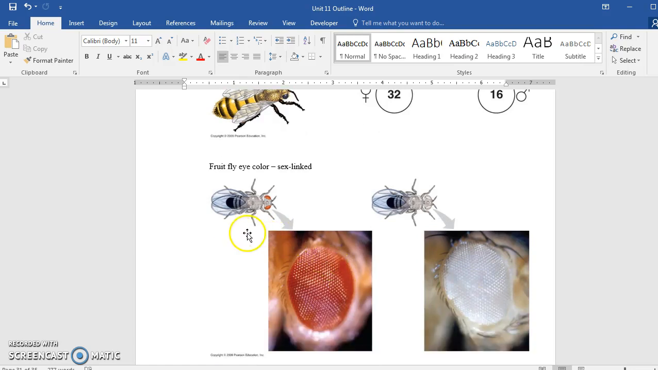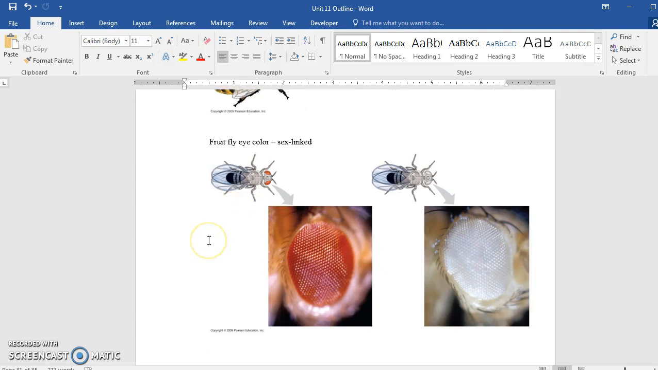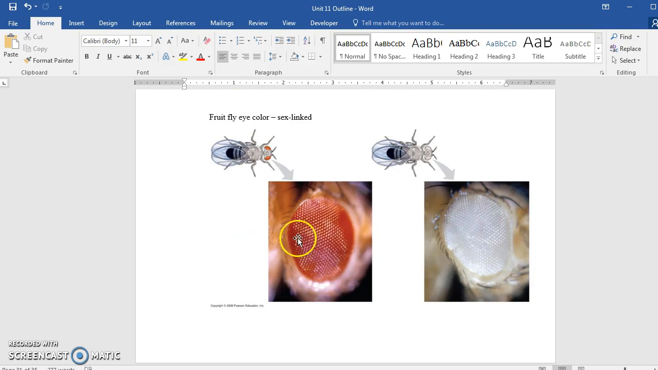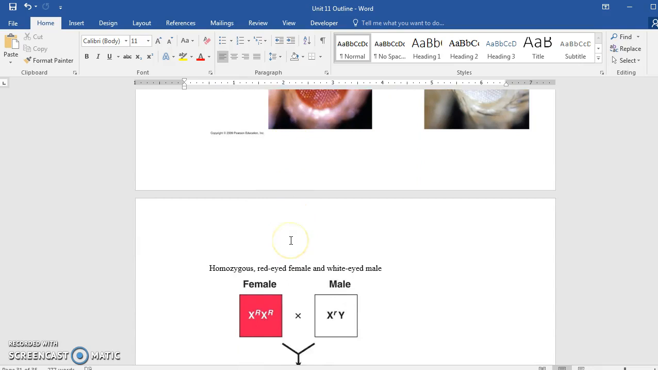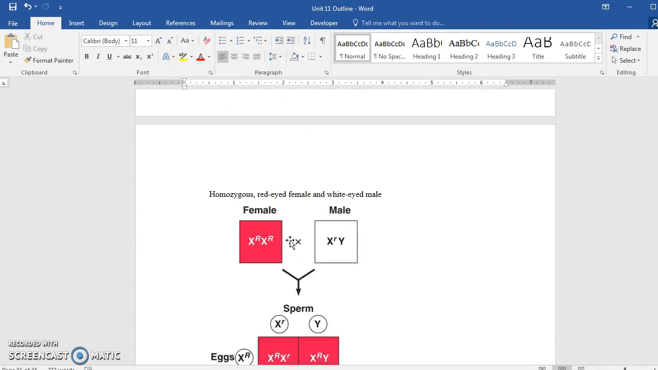This leads us into sex-linked traits. Some traits are sex-linked, such as eye color in fruit flies. And so you see those show up with certain frequencies in males and females.